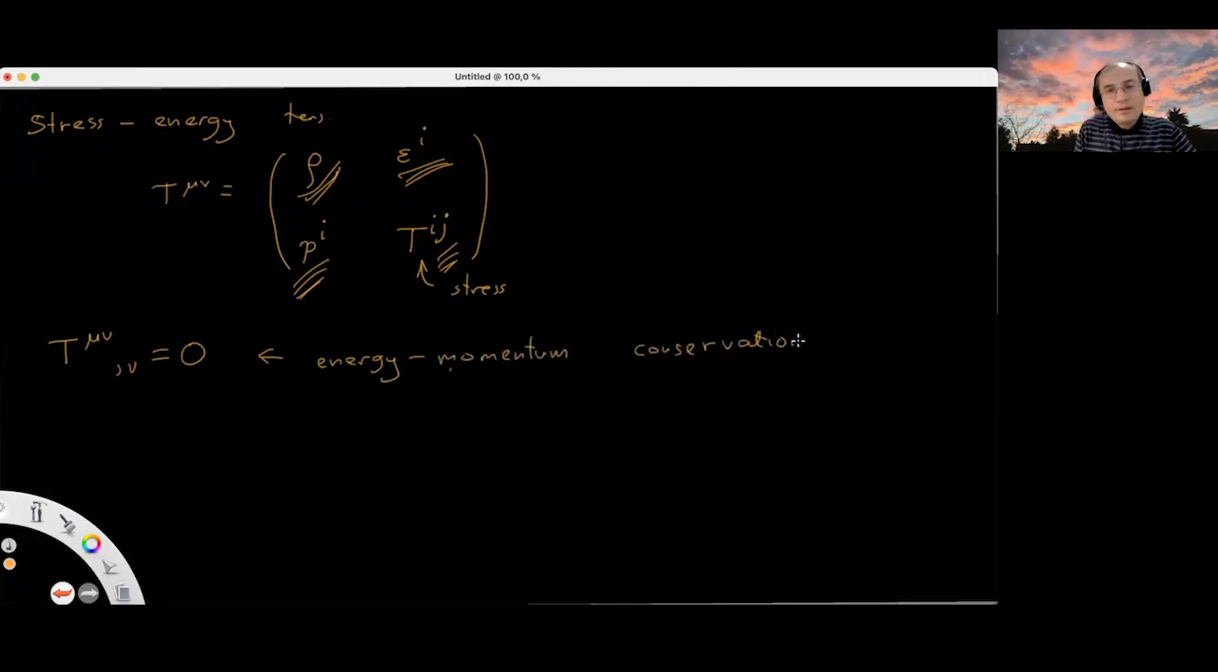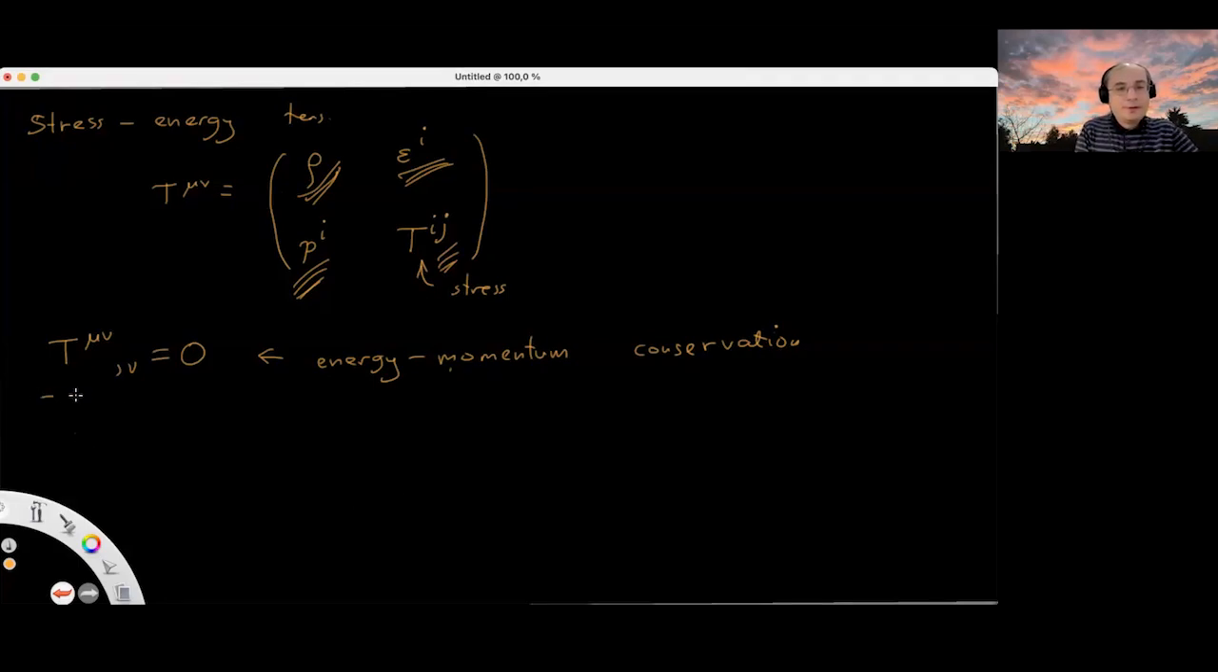It has exactly the same status as the number of particles conservation or the charge conservation. Simply, locally, each of the components of the four momentum has to be conserved individually. It can only change because of some kind of flux from the outside or outflow from a particular point.